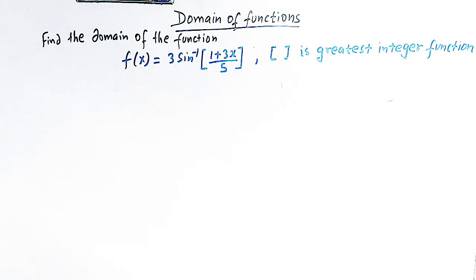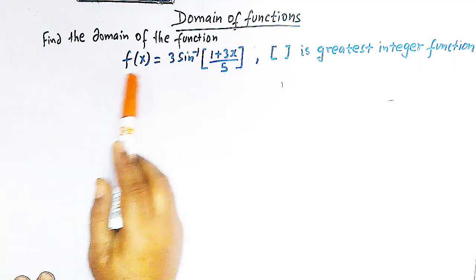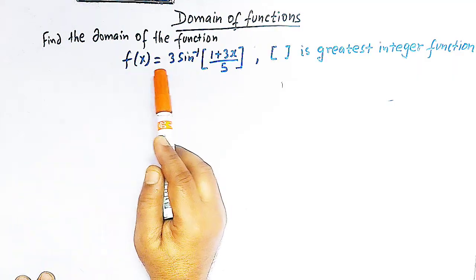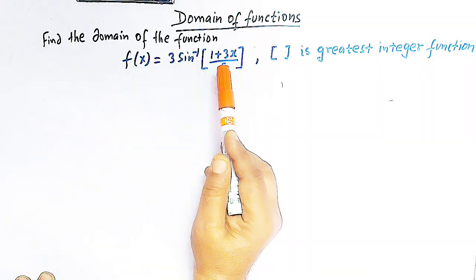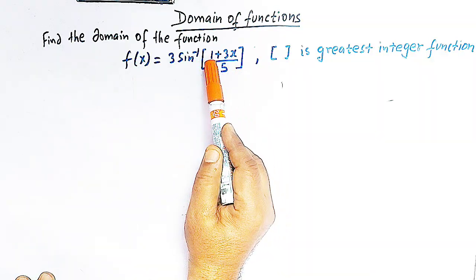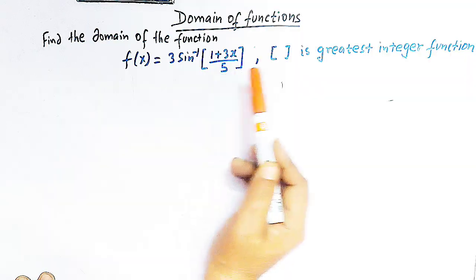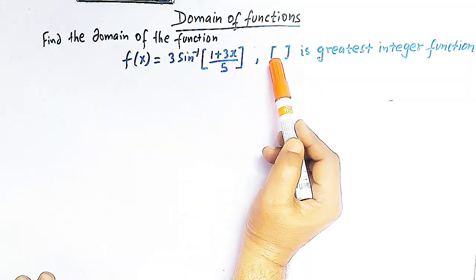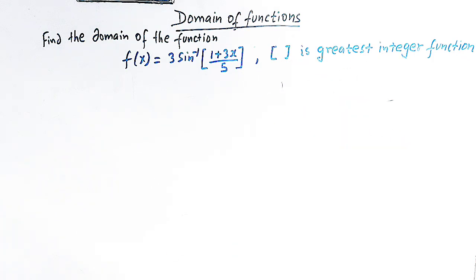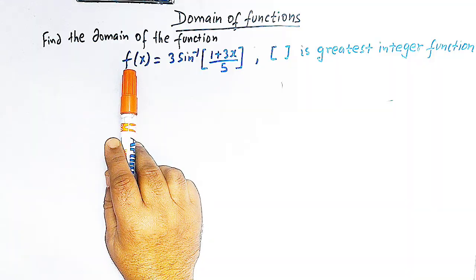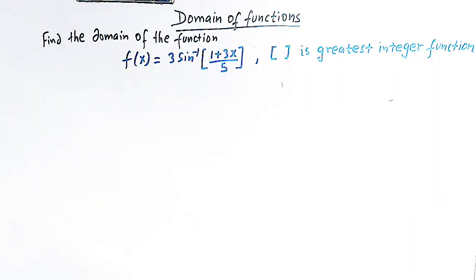Hello viewers, in today's session we are going to discuss another important and conceptual problem from the domain of functions. In this session we are going to find out the domain of this function f of x equal to 3 times sine inverse of the greatest integer of 1 plus 3x over 5. The square brackets denote the greatest integer function. Here we'll find the domain by using an important property of the greatest integer function.